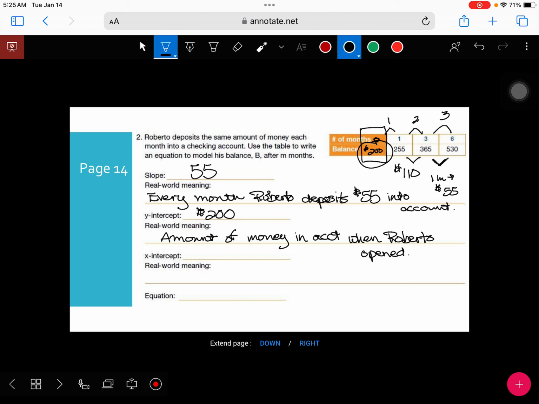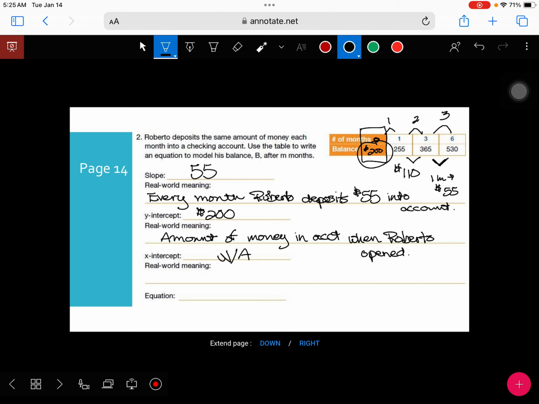Okay, x-intercept. That is where the graph is going to cross the x-axis. Okay, that means in how much time is he going to have $0 in this case. So in this particular problem, it is not applicable because his money is increasing. He's never going to run out of money.